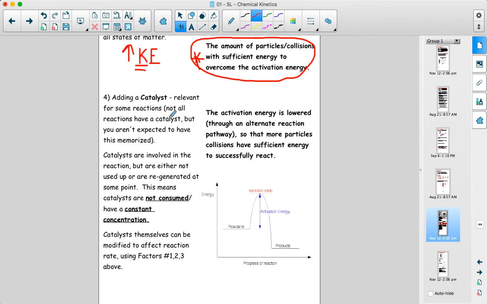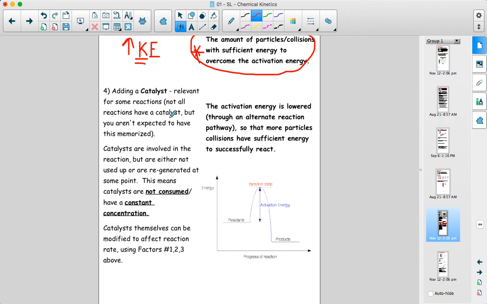The final reason or way that we can influence a reaction rate is by adding a catalyst. Catalysts are not relevant for all reactions, but for many there are specific catalysts. You aren't really expected to know specific ones at this point in time. When we do organic chemistry, there may be a couple that you need to be aware of. The way a catalyst affects the reaction rate is a catalyst actually provides some sort of alternate way for the reaction to happen. It's sometimes called an alternate pathway that has a lower activation energy. So the key takeaway is that a catalyst lowers the activation energy. It lowers that minimum energy requirement.